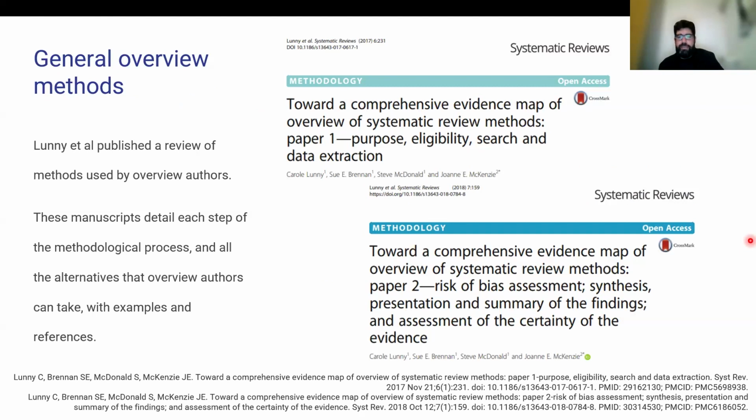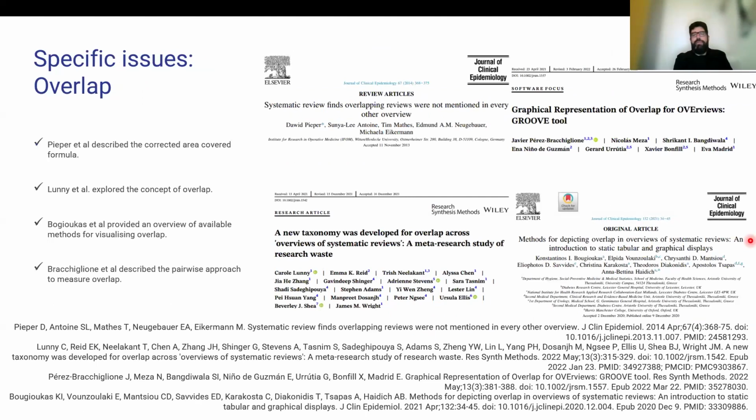These two papers, actually by Carole Lunny, are great. They are two systematic mappings of all the methods available for overviews: all the recommended, the not recommended, everything that has been done in an overview is included in these two papers. They are quite great.